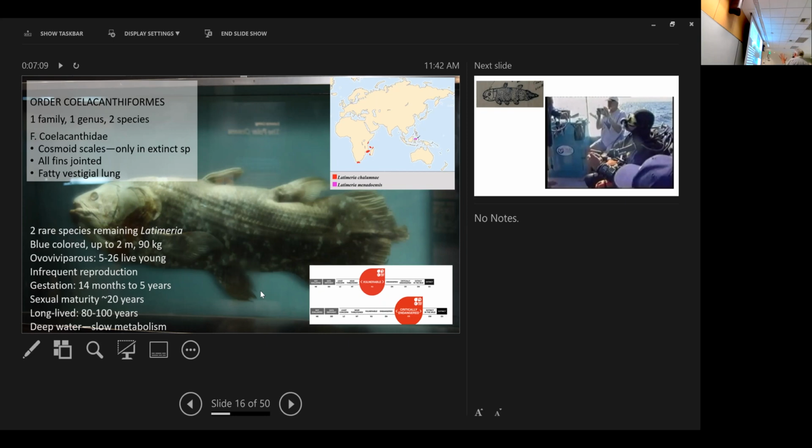And so they have these two remaining species that I mentioned before. They're both extremely rare because they live 80 to 100 years. They're ovoviviparous, and so they carry their young between 14 months and 5 years. We don't really know. It's amazing. Then they give birth to 5 to 26 live young. They're very deep water fishes with a very slow metabolism. They probably survived all these years because they live very, very deep in the water. They don't need a lot of food to get by, and things just haven't changed that much where they are. So they persist because they found a weird niche, and the weird niche has persisted for millions and millions of years. They don't reach sexual maturity until they're 20 years old.